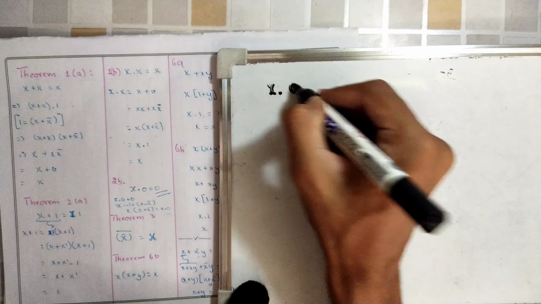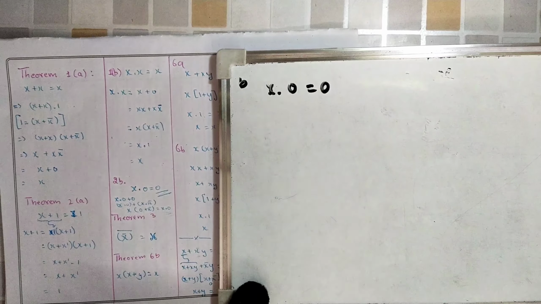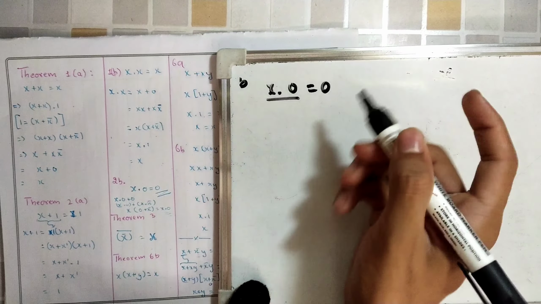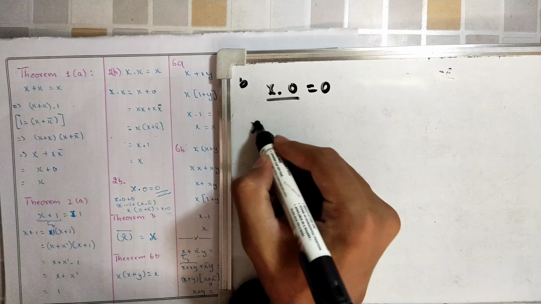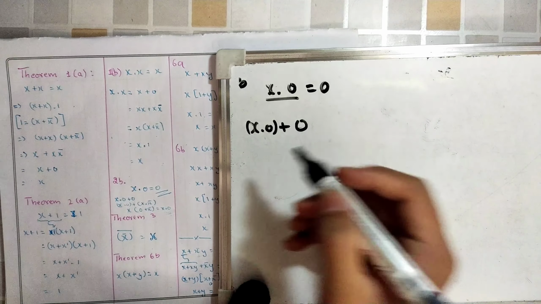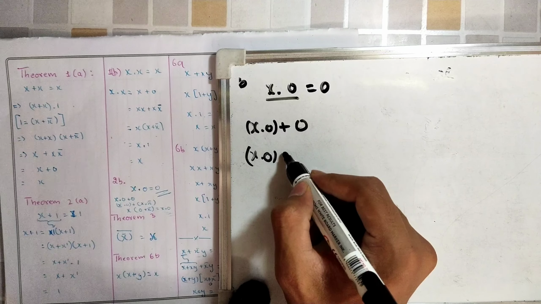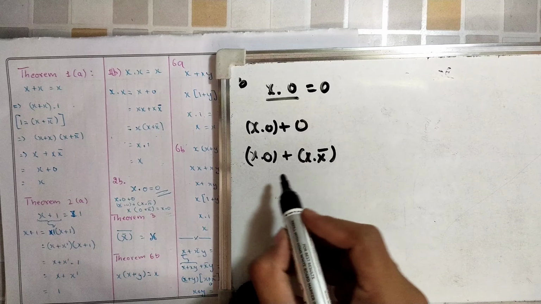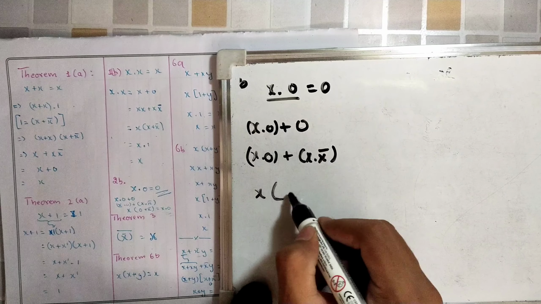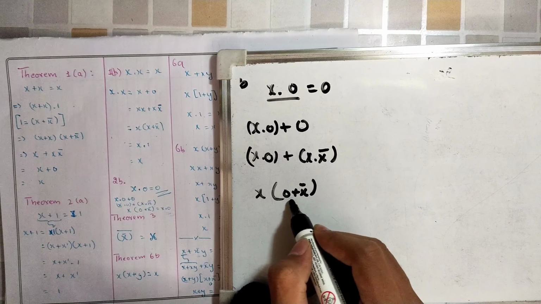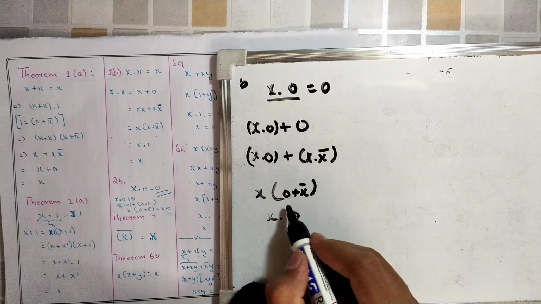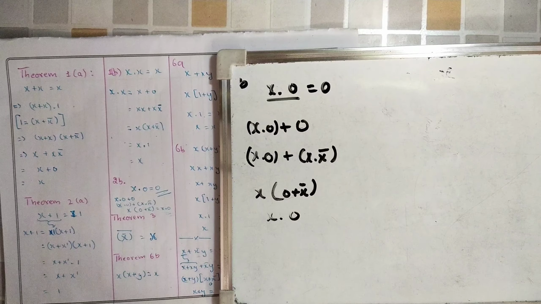Now we have x into 0 is equal to 0. What's there to prove in this theorem? Directly you can write x into 0 equals 0. If not, again here you have to consider this as one term, because they ask you to extend, right? So x into 0 plus you can put 0 here. How can you write 0? x into x bar is 0. If you put plus, that is 1. If you multiply, that's 0. Then again you can take x as common, simply 0 plus x bar you will get, which is nothing but 0 again.